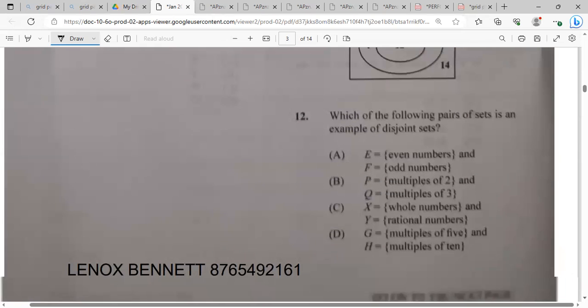Which of the following pairs of sets is an example of a disjoint set? And that would be even and odd. A number cannot be even and odd at the same time.